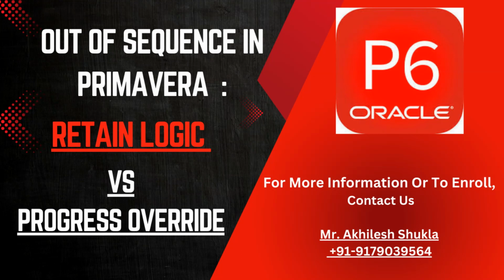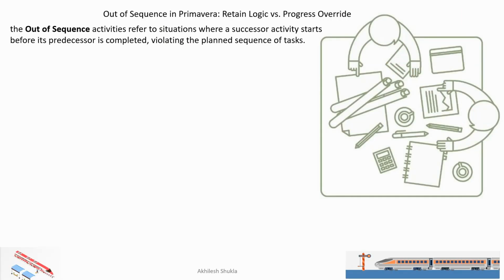Hello everyone. Today we are going to see out of sequence in Primavera, retain logic versus progress override. An out of sequence activity refers to situations where a successor activity starts before its predecessor is completed, which violates the planned sequence of the tasks.